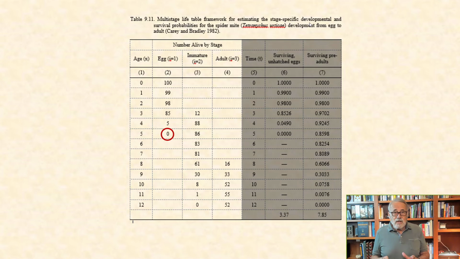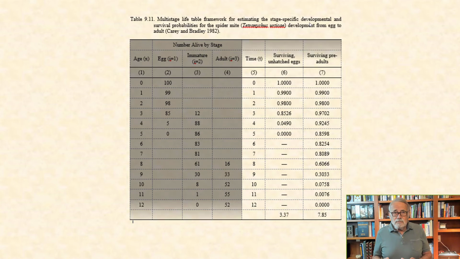Note that at age 5, there are 0 eggs remaining. The next column contains the numbers in the immature stage at different ages. Note here that there are no more remaining in this stage by age 12. That is to say, all have matured into adults. Note that we have our 52 adults that survived from the newly laid egg stage.